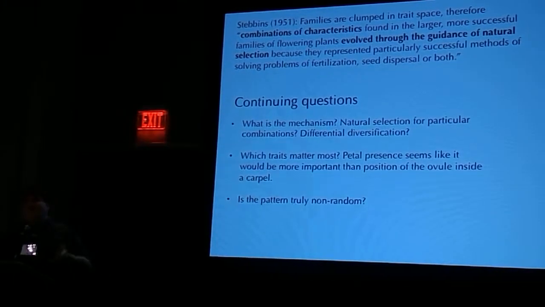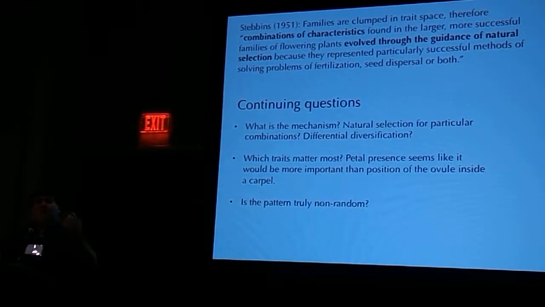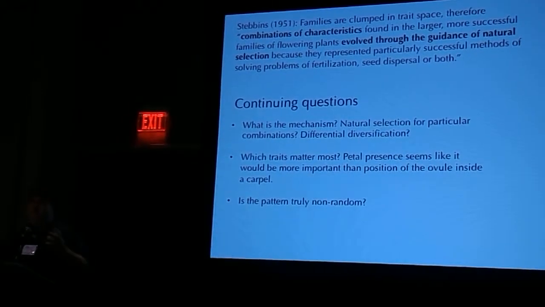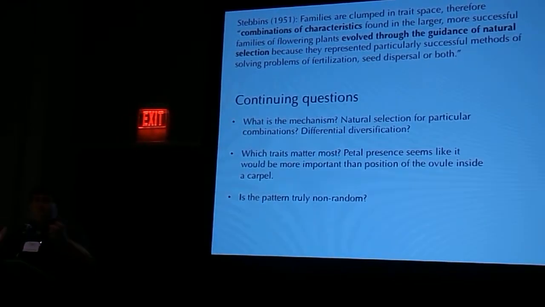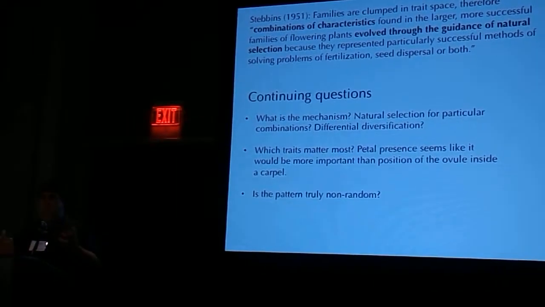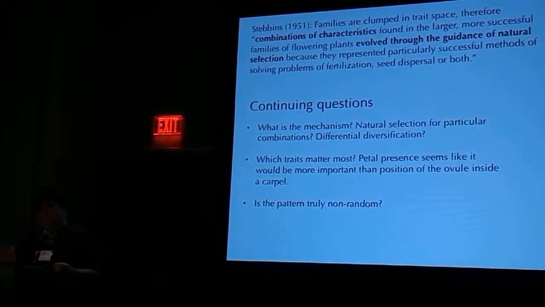Right? Since life is this branching tree-like process, life is clumpy. Right? So we have to do independent contrasts and things like that. And so is this pattern truly non-random, or is it just a result of having a tree? So we set out as a working group to solve these questions. So how do you do that?